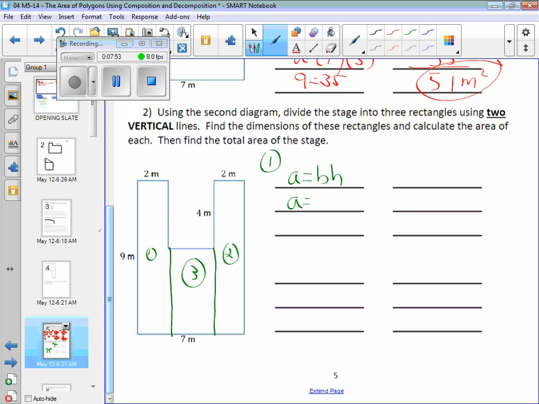All right, what's the base of rectangle 1? Just say it out loud, guys. I want to hear you. 2, right? What about the height? Area.